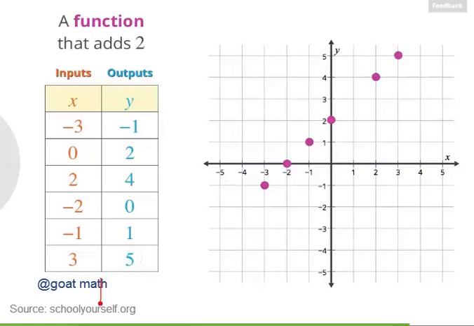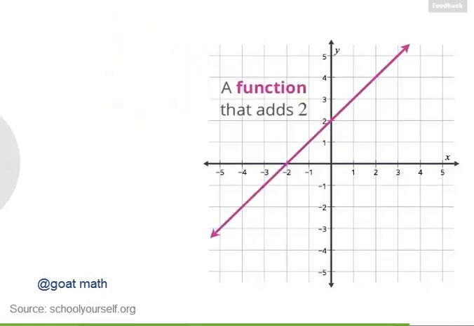We could keep going, graphing more and more inputs and outputs for this function, and eventually you'd see that they form a pattern, this line. So this line is the graph that represents the function that adds 2. You might also recognize this as the graph for the equation y equals x plus 2, with a y-intercept of 2 and a slope of 1. In later lessons, we'll explore the graphs for all sorts of different functions and see how they relate to equations like this.